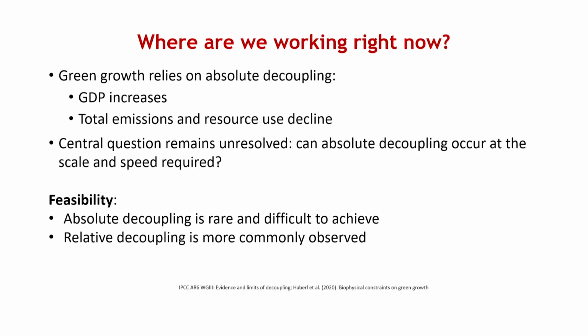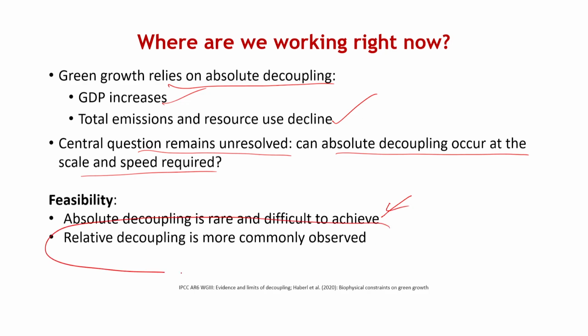So where are we right now? Green growth relies on absolute decoupling: GDP increases, total emissions or resources decline. But the central question remains unsolved: can absolute decoupling occur at the scale and speed required? Because we are talking about technologies which need to be developed at a very rapid pace, so transformational that they can help us achieve it. It's very rare or difficult to achieve, and relative decoupling is more commonly observed in the current societal structure, the way things are happening right now.